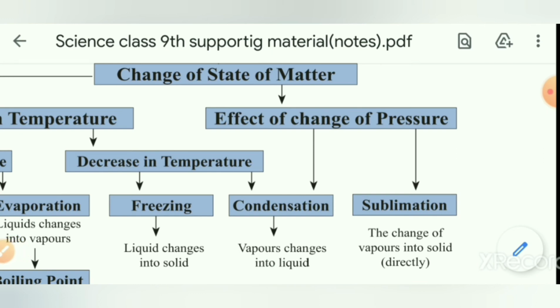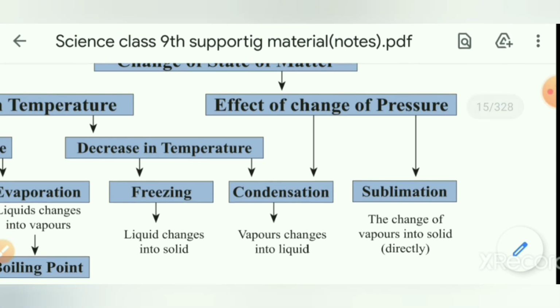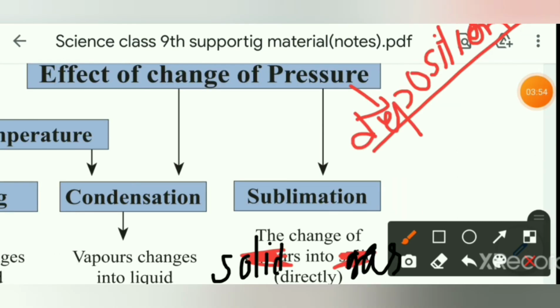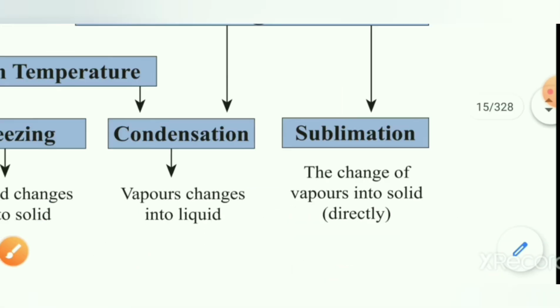Then the effect of change of pressure. First, sublimation. Sublimation: the change of solid into gas directly without going through the liquid state is known as sublimation. Then deposition: the change of gas directly into solid without going through the liquid state is known as deposition.